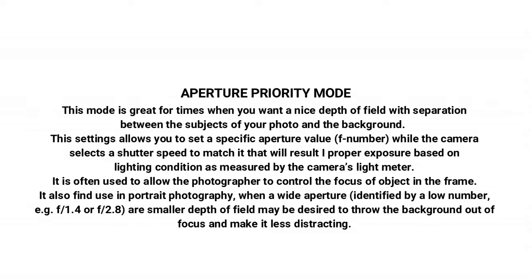These settings allow you to set a specific aperture value, that is the f number. When you say aperture value, you would remember I said our aperture value is always represented in f numbers. So now, while the camera selects a shutter speed to match it, that will result in proper exposure based on lighting condition as measured by the camera's light meter.